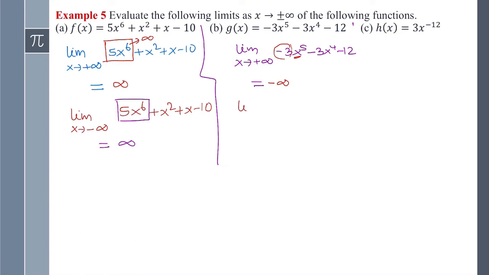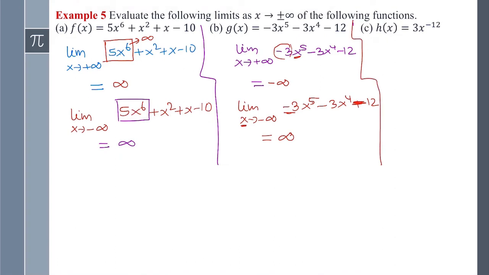Similarly, limit as x approaches negative infinity of negative 3x to the fifth minus 3x to the fourth minus 12. Again, this is a large number with a negative sign. When we raise that to the odd power, we get a negative number, and times this negative 3 gives us a positive number, an arbitrarily large positive number. So we get infinity here.